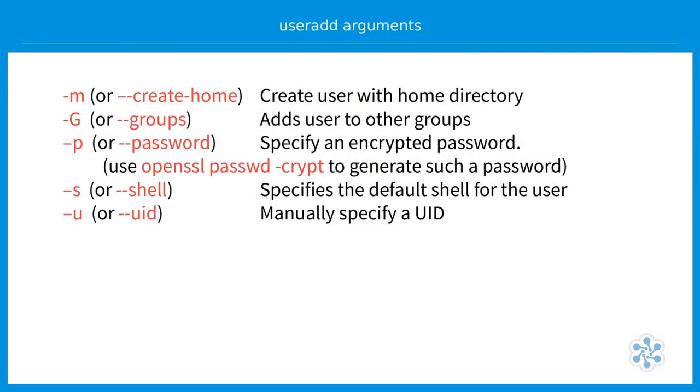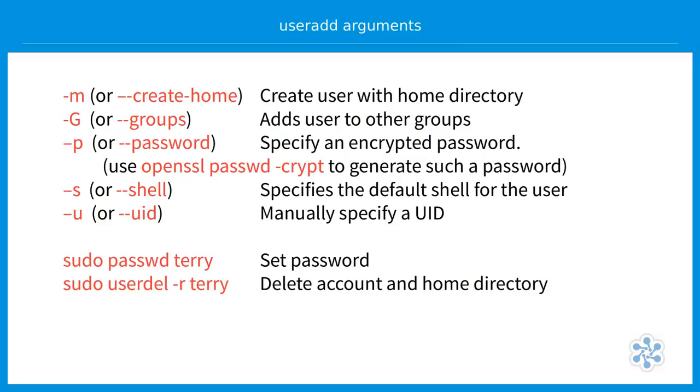Let's review. You can create a new user with a new home directory using useradd -m. Adding -g will allow you to add the new user to a group. -p lets you set up an encrypted password. -s will specify which shell the user will use, and -u allows you to manually set the user ID. You can add a regular password with passwd, followed by the username.